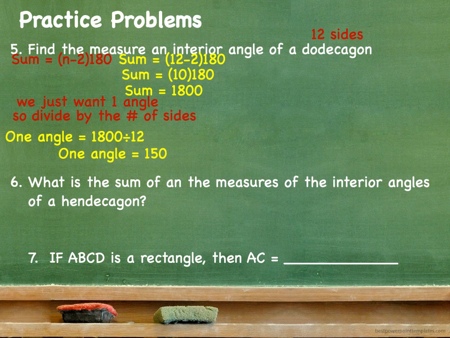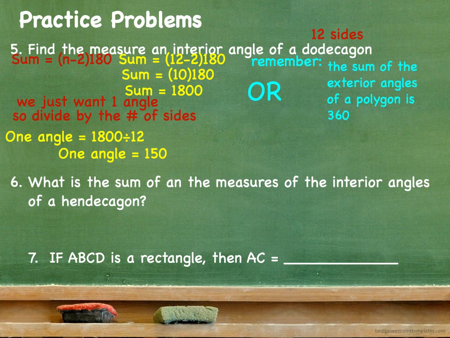Number 6, what is the sum of the measure of the interior angles of a hendecagon? Well, a hendecagon is 11 sides. Okay. Oh, I'm sorry. Let's talk about the sum of the interior angles of a polygon, another way to do it.